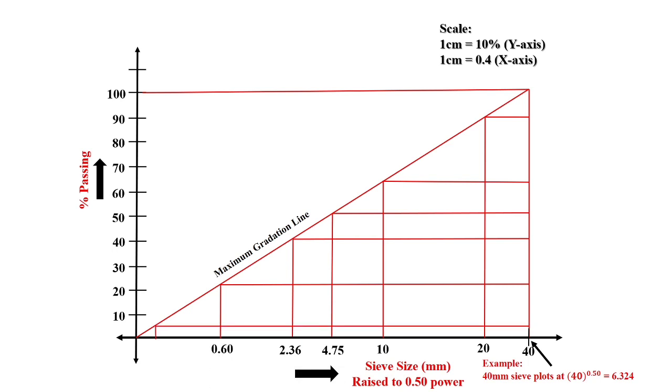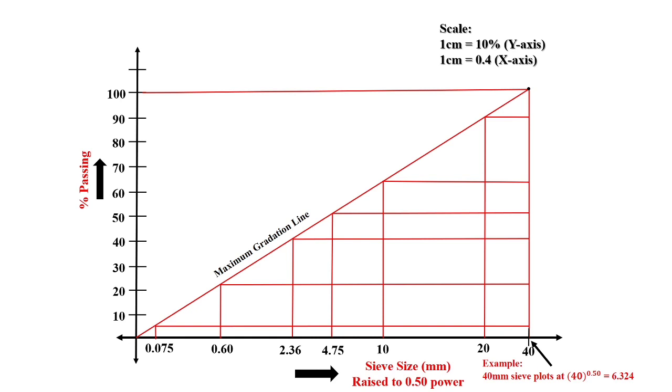Now we'll draw the particle size distribution curve for coarse aggregate, that is A. Before making the particle size distribution curve, we'll plot the percentage passing corresponding to different sieve sizes which is shown in the example. Now corresponding to 40 mm, 100% material is passing.